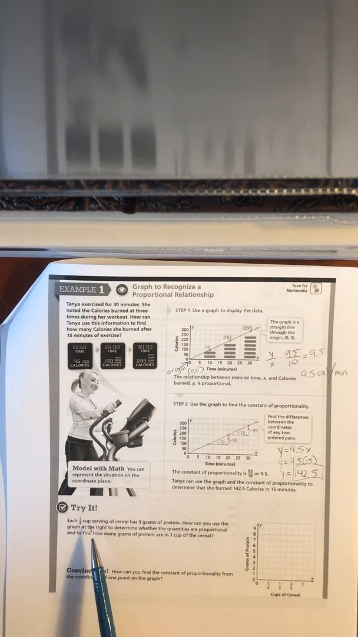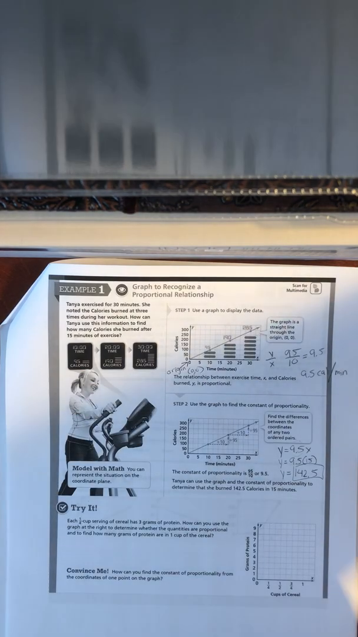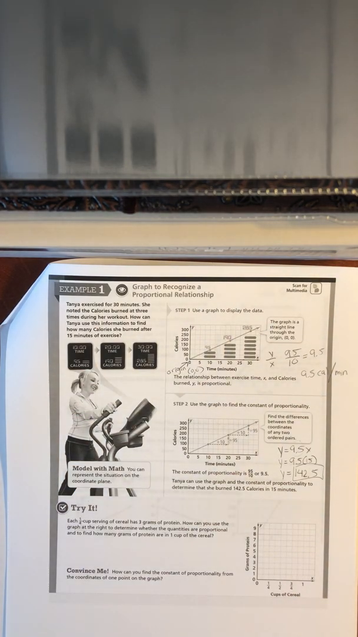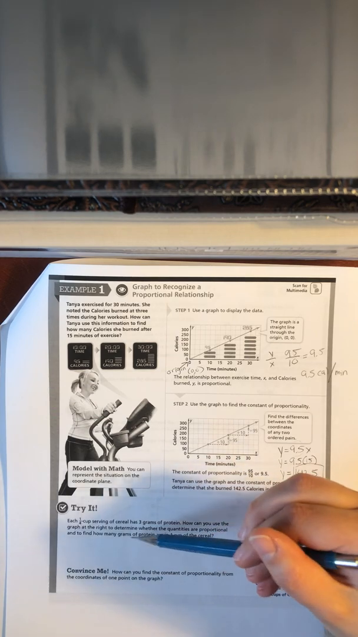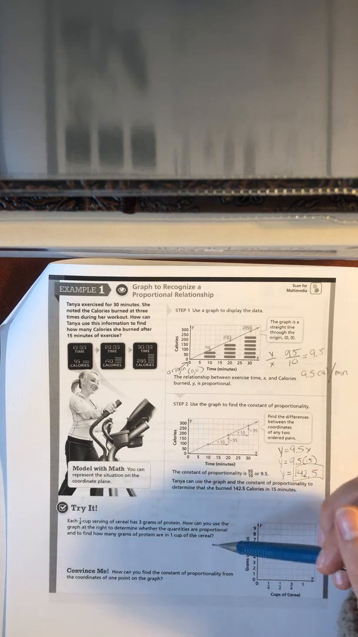The triad says each 1/4 serving of cereal has 3 grams of protein. How can you use the graph at the right to determine whether the quantities are proportional and to find how many grams of protein are in 1 cup of cereal?